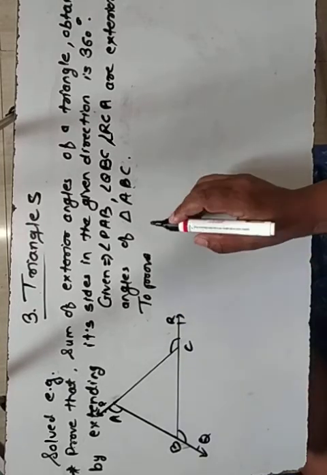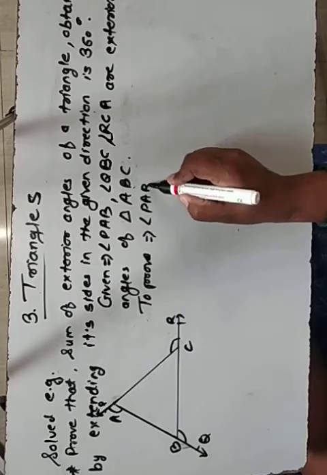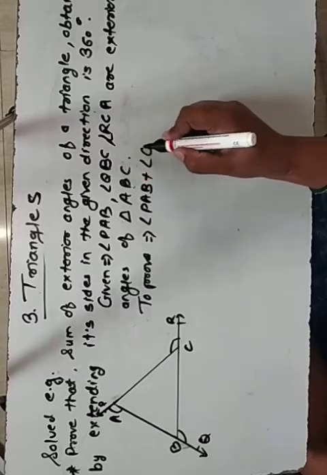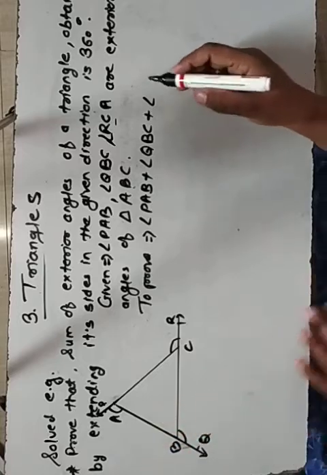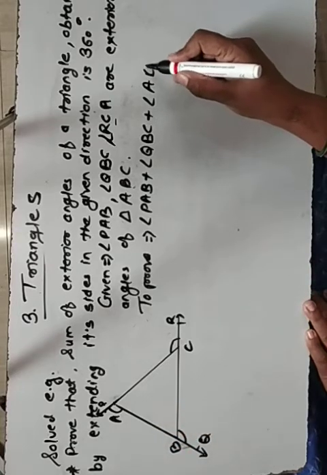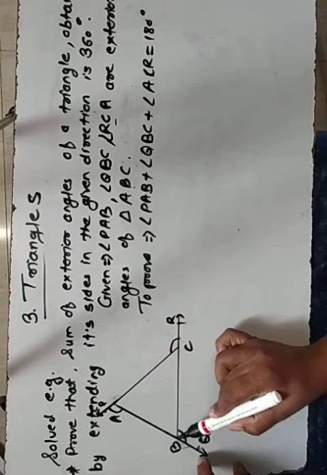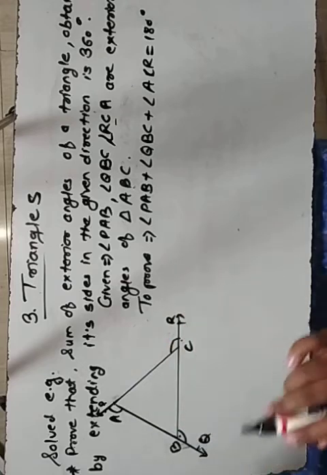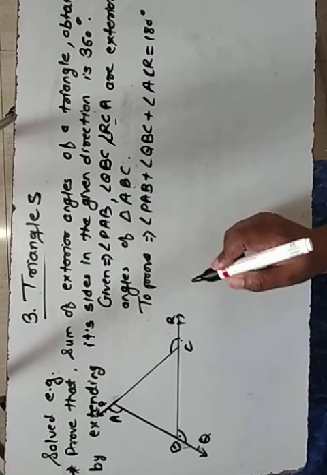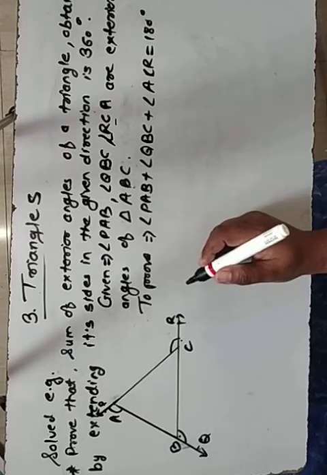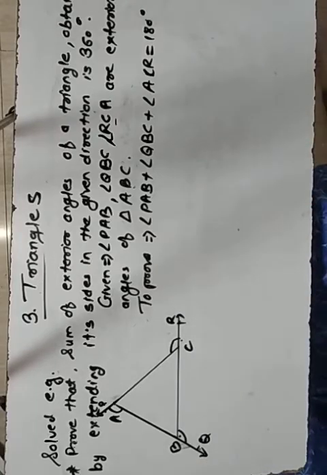So how to prove this? What do we have to prove first of all? This angle PAB plus angle QBC plus angle ACR is equal to 360 that we have to prove. So PAB, QBC and RCA, this measure is equal to 360 that we have to prove. So first of all, we will write some proof, considering PAB of triangle ABC.